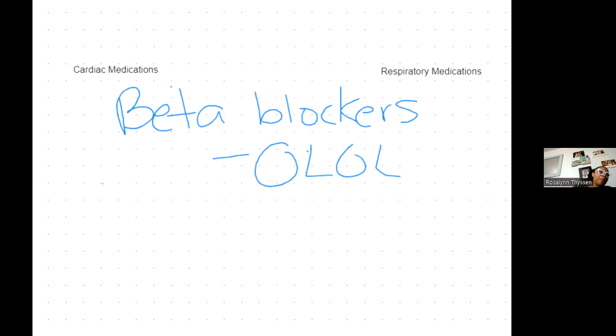So we teach that patient to please check their heart rate before they give themselves a beta blocker. Of course, they're going to be checking their blood pressure, but they definitely need to check their heart rate. Does that make sense? Questions about beta blockers? How do they work again? It's going to decrease the work of your heart. So that means it's good for hypertension, it's good for those tachycardias, and it's good for heart failure as well. Make sense? Yes.